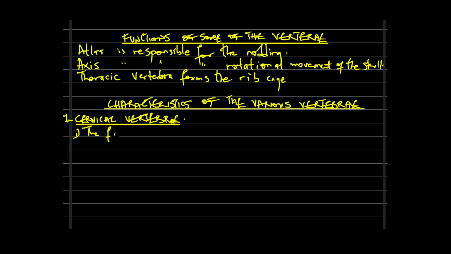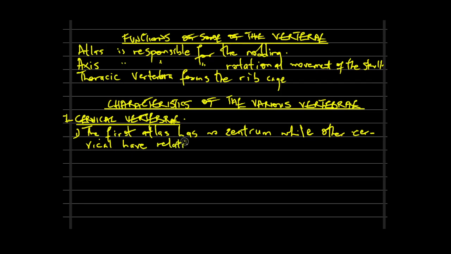The atlas, the first atlas, has no centrum, while other cervical vertebrae have relatively small centrum. So that is one of the characteristics of the cervical vertebrae.